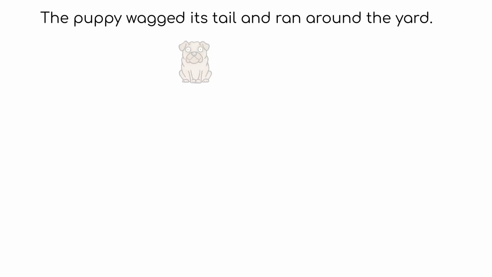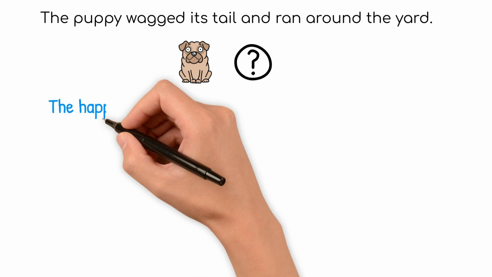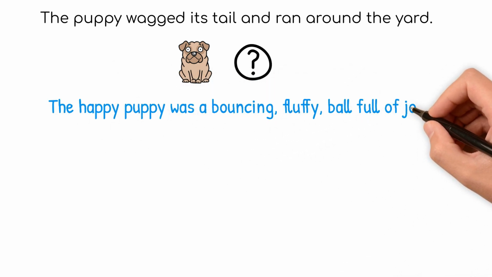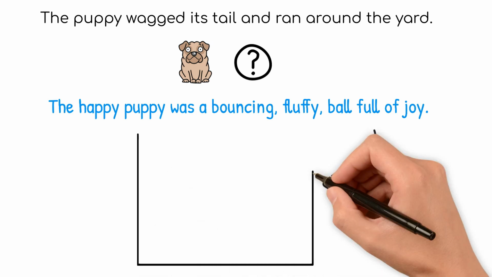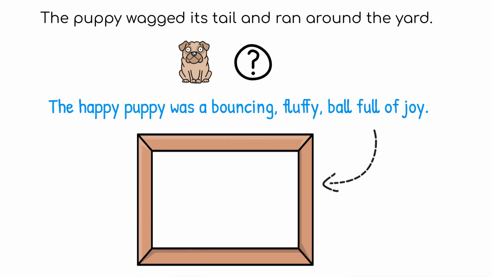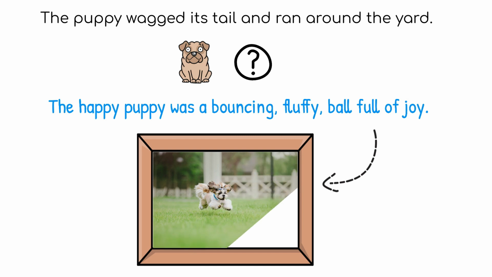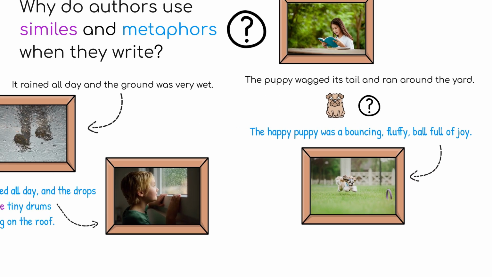How about when I read this sentence, "The happy puppy was a bouncing, fluffy ball of joy"? The author used a metaphor to help me visualize a puppy that is not just happy, but literally bouncing around the yard. Authors use similes and metaphors to make reading more interesting and more fun.